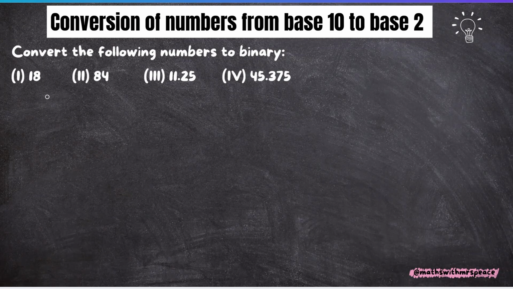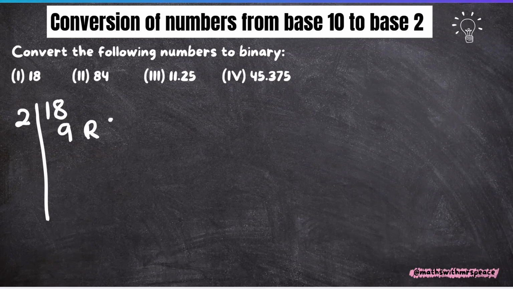We have 18. So to convert a number from base 10 to base 2, what you have to do is continue dividing that number by 2. We're going to write the answer of our division as well as the remainder. So let's start. 18 divided by 2, that's going to give us 9, remainder 0.